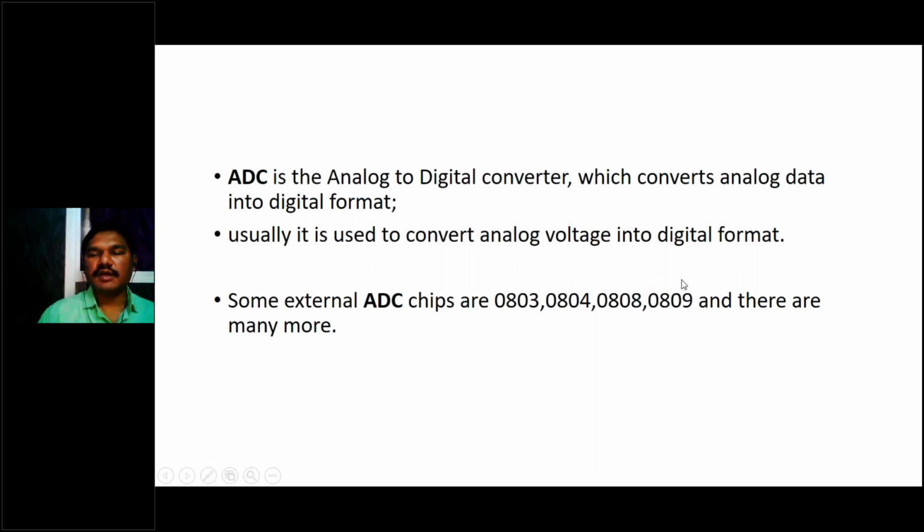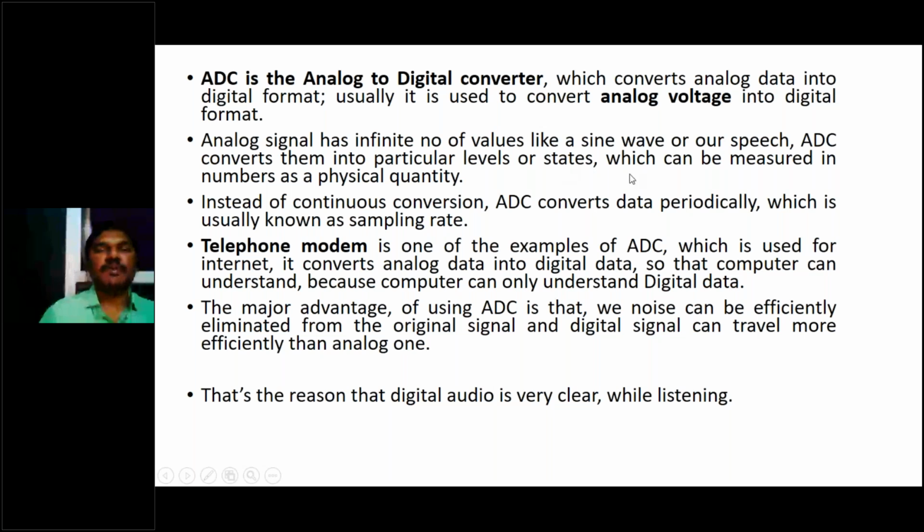An ADC converts analog voltage into digital values. Some of the ADC chips are 0803, 0804, 0808, 0809, and there are many more chips. But out of all these different chips, in industry they use 0808 and 0809. So my explanation is also in terms of these two ADC chips. Digital values are a definite number of levels or states, which can be measured in numbers as a physical quantity. Instead of continuous conversion, an ADC converts data periodically, which is known as the sampling rate.